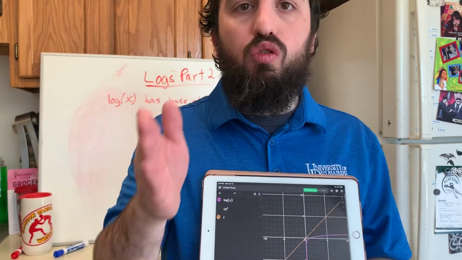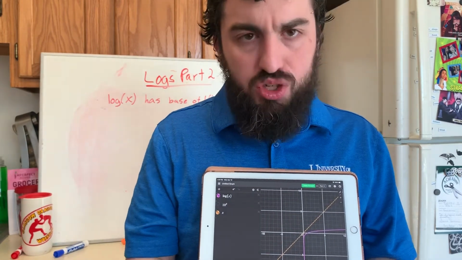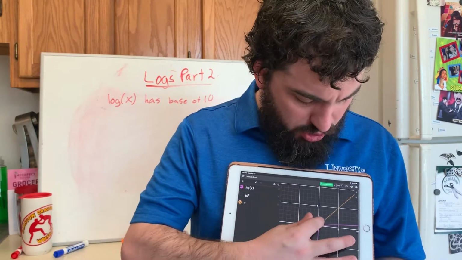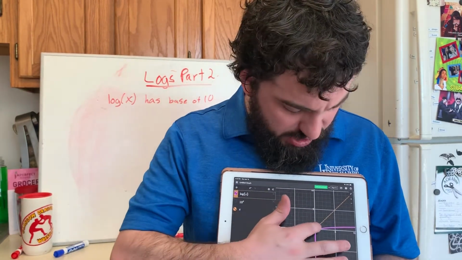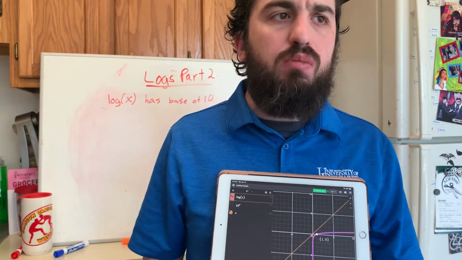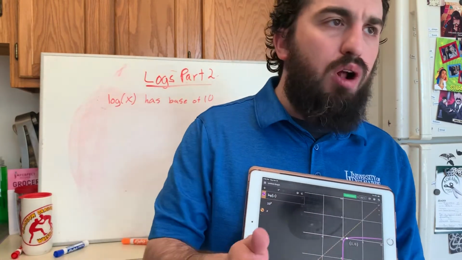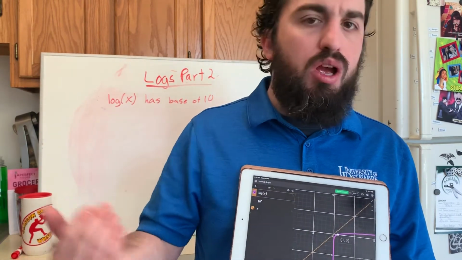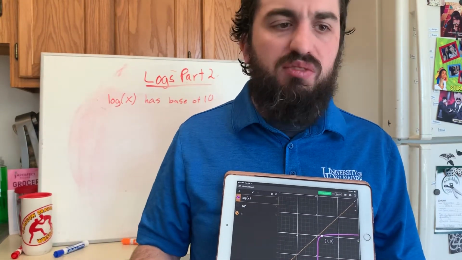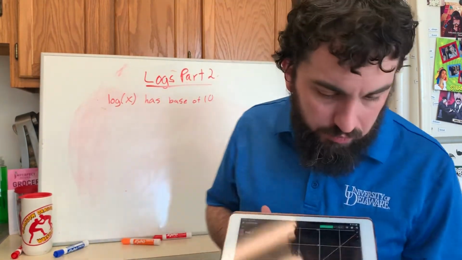Point number 2 about the asymptote: you must never cross the asymptote. The asymptote is a line that it approaches but never crosses. We can also see that it does have an x-intercept right here at (1, 0). So that's going to be our default x-intercept. If I'm moving it left or right, I'm going to add or subtract to the x value. If I'm moving it up or down, I add or subtract to the y value.